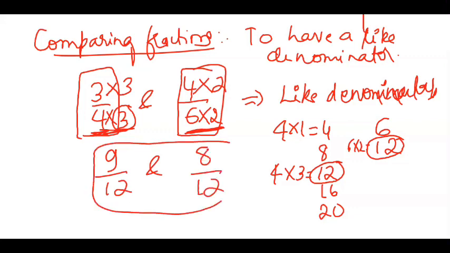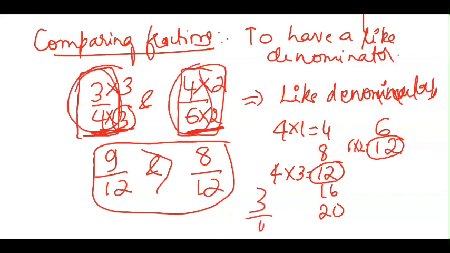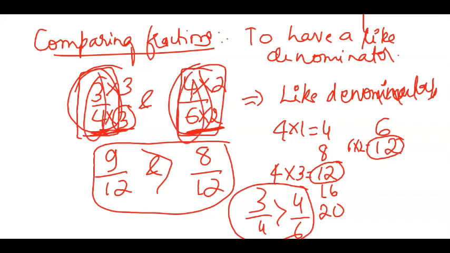Now is it like or not? It's a like fraction. Now please tell me which is greater and which is smaller. 9/12 is bigger. So we say 3/4 is greater than 4/6. Understood, Anis? How do you do this? You cannot arrive at the decision just by looking at 3/4 and 4/6. You cannot understand this concept unless you convert the denominators into like denominators.